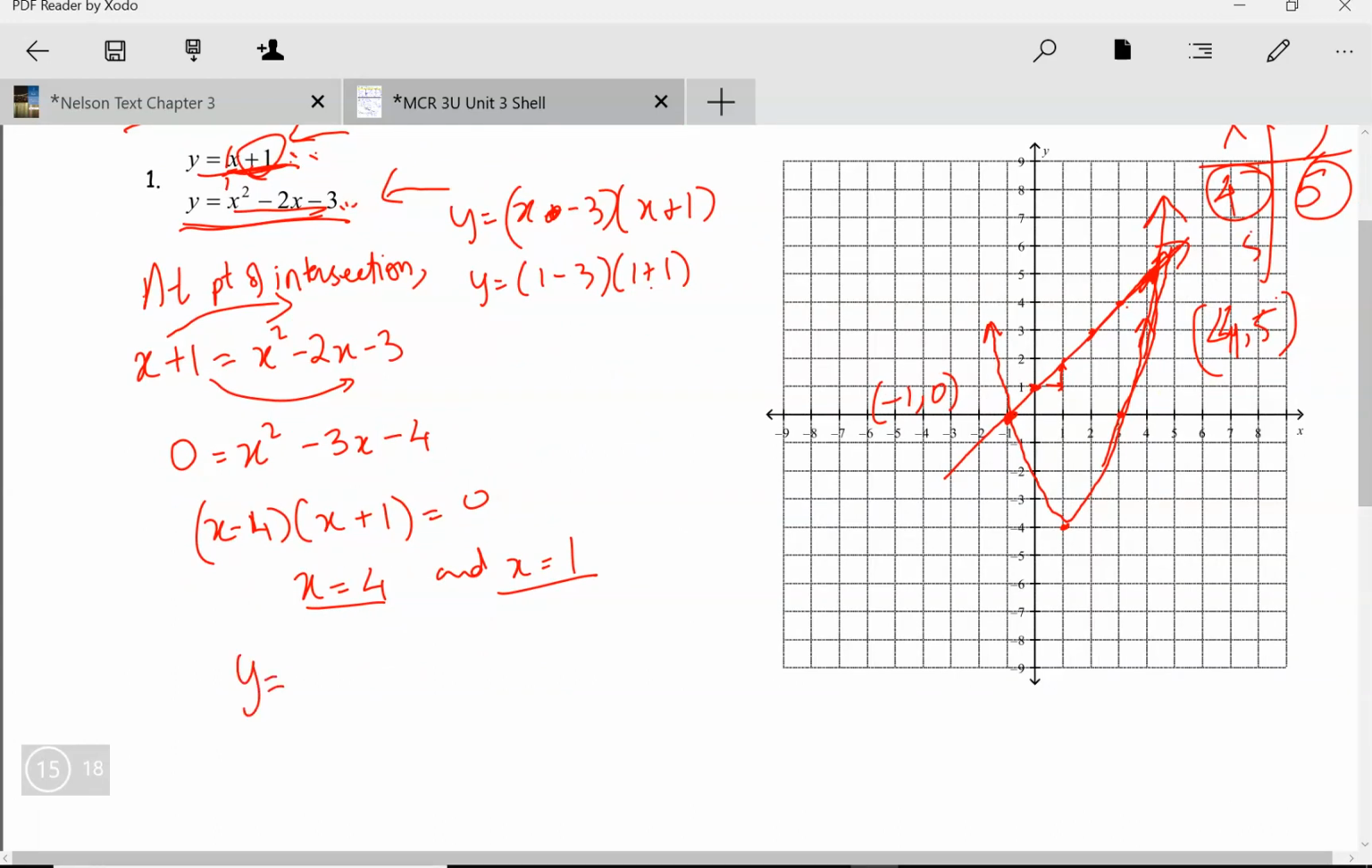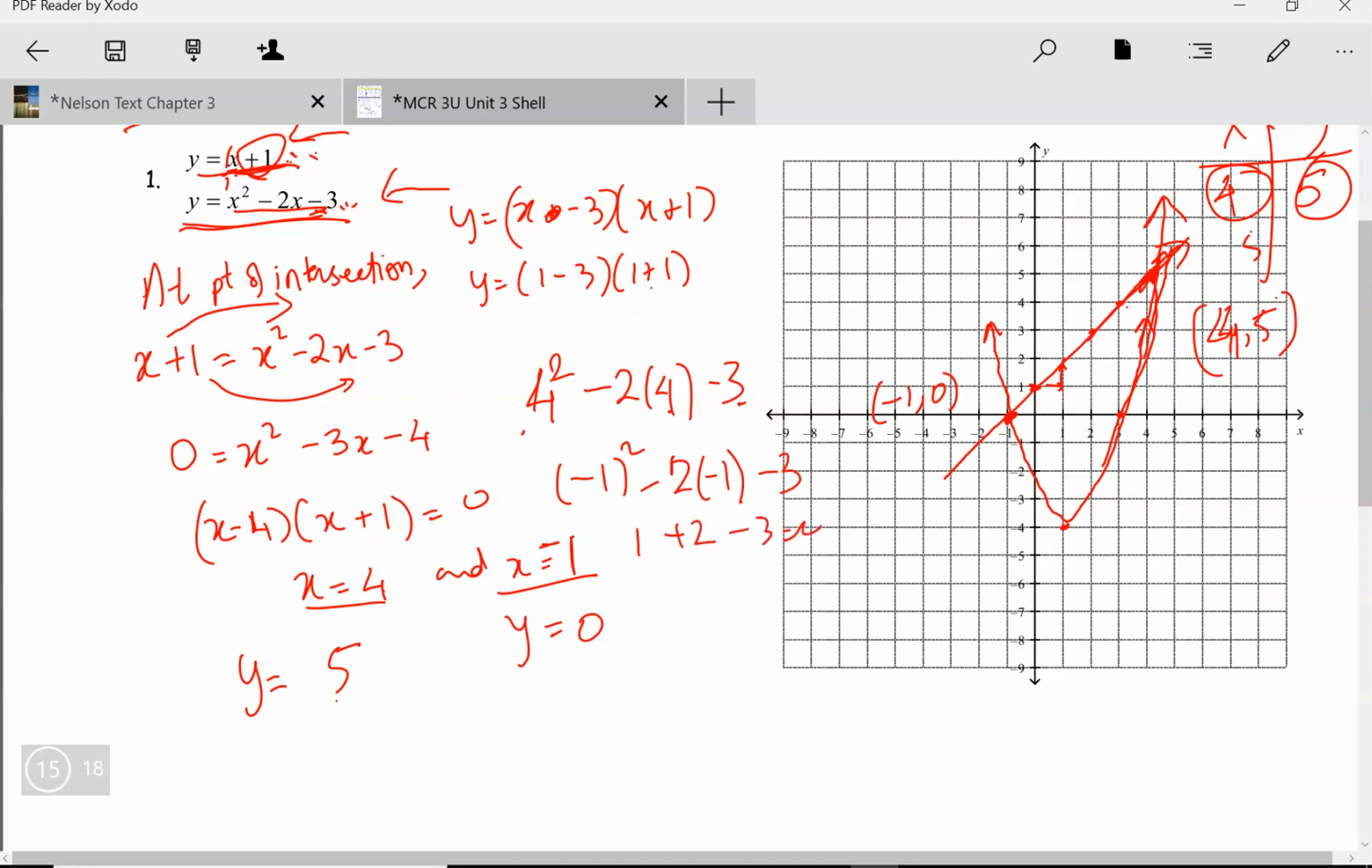If I want to find my point, I do have to find my y value. I can say 4 plus 1 is 5, or if you put this 4 into your parabola, you should see that you get the same answer. So 4 squared minus 2 times 4 minus 3 is 16 minus 8 minus 3, which is also 5. Whoops, this is negative 1. So y equals 0. Or I could do negative 1 squared minus 2 times negative 1 minus 3, which is 1 plus 2 minus 3, which is 0. So you'll see that I'm getting the same y value when I put it into both these expressions. So my points of intersection are 4, 5 and negative 1, 0.